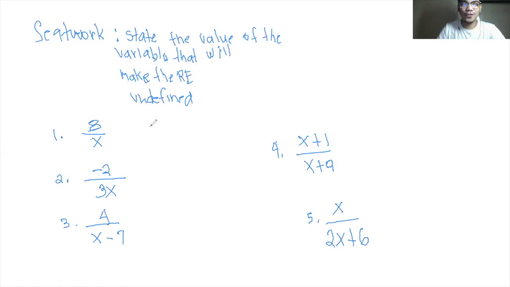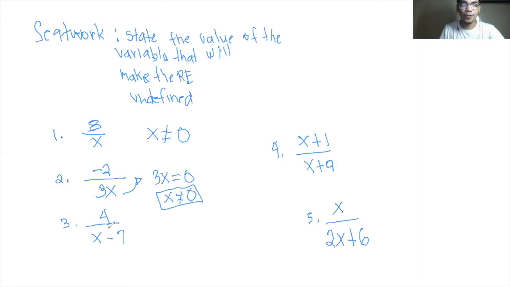Okay, so let us now answer the following items. For the first one, this will be undefined if x is equal to 0, so we will not let x be equal to 0. For the second one, what will make the denominator 0? We get the denominator and equate it to 0. By solving, we know now that x is equal to 0. So our restriction now is x should not be equal to 0.